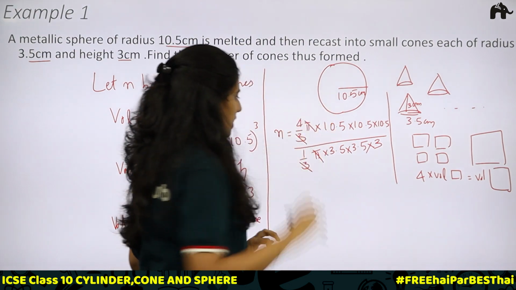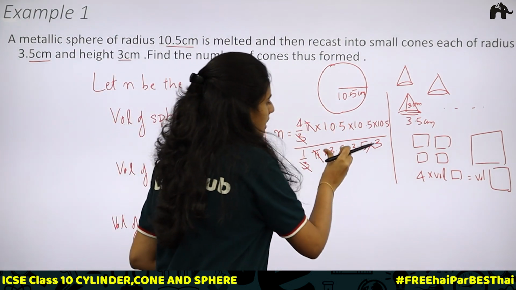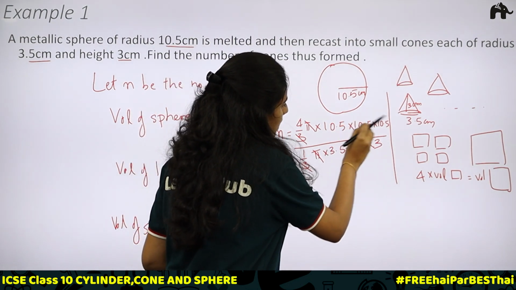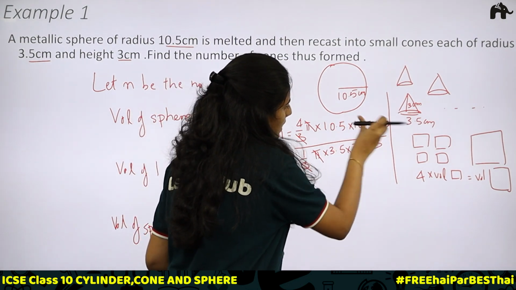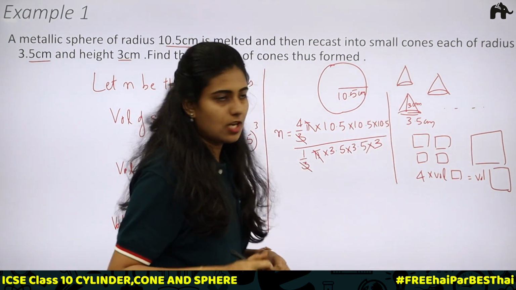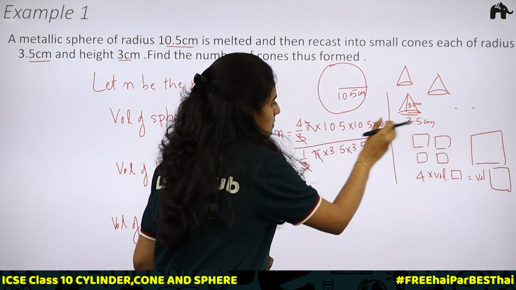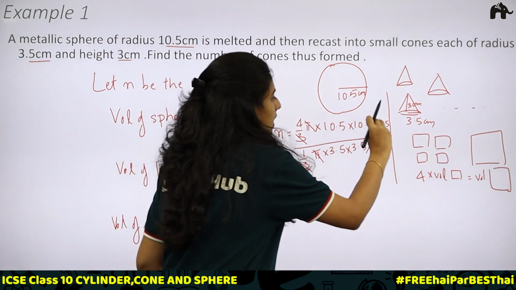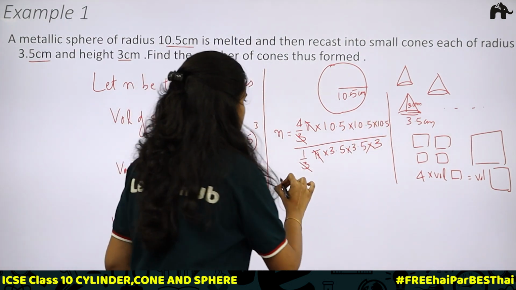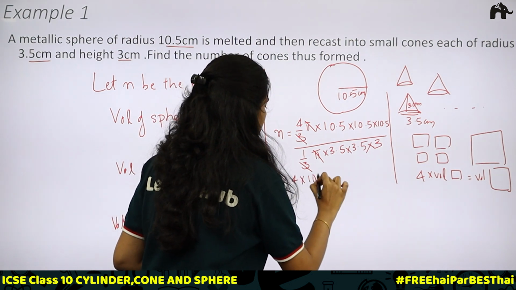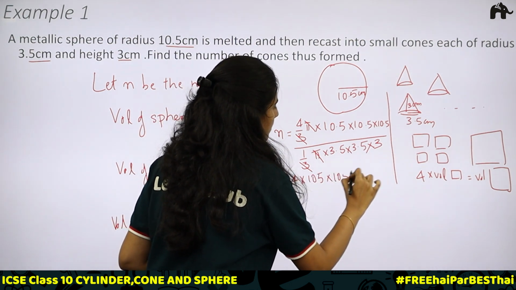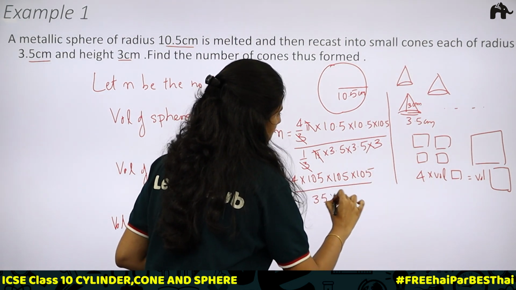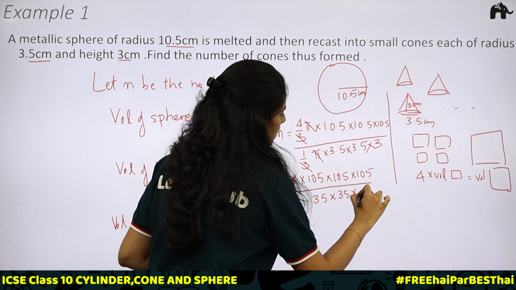Here 3 is there in the denominator of the numerator and the denominator of the denominator. Then pi can be cancelled. 10.5 and 3.5 can be cancelled. In order to remove the decimals, we have to multiply the numerator and denominator with 1000. Here in the numerator there are 3 decimal points and in the denominator we have 2. Therefore, by multiplying with 1000, we get 4 into 105 into 105 into 105 divided by 35 into 35 into 30.